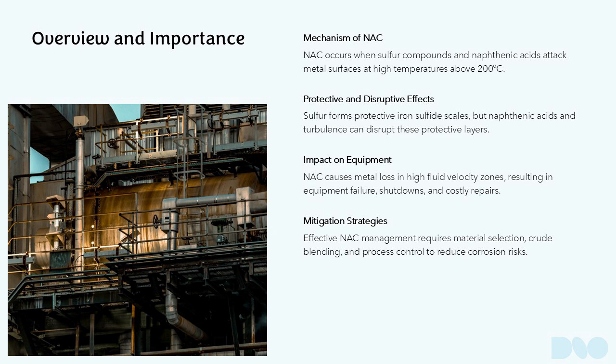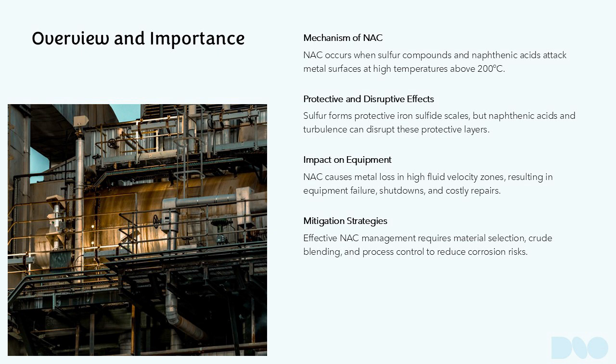The phenomenon is complex because sulfur can form protective iron sulfide scales on steel surfaces, but these scales can be disrupted by high concentrations of naphthenic acids or by turbulent flow conditions. NAC leads to significant metal loss, especially in areas with high fluid velocities such as elbows, valves, and transfer lines.